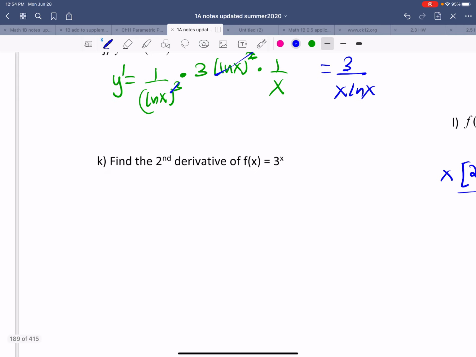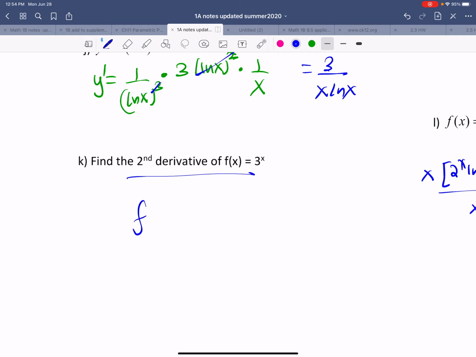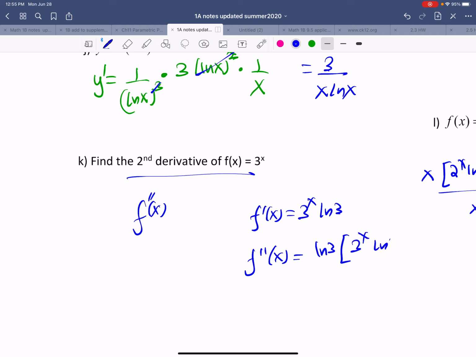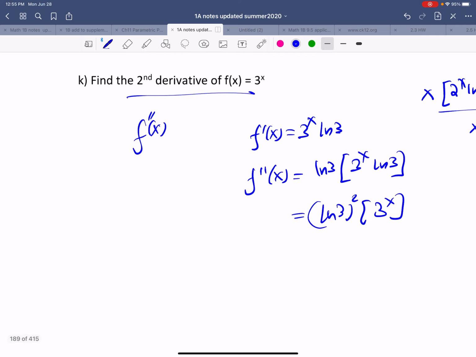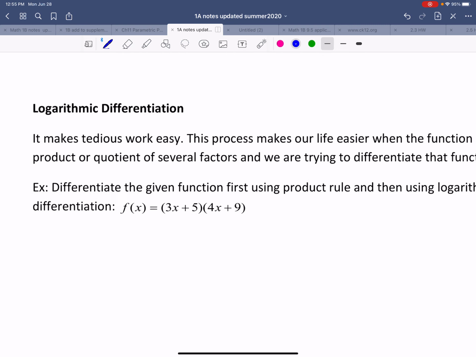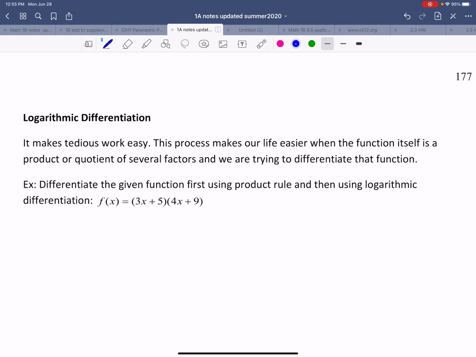Find the second derivative of 3 to the power x. So we want to find the second derivative. First derivative would be 3 to the power x natural log of 3. The second derivative would be, we already have a natural log of 3 pulled out, 3 to the power x natural log of 3. So natural log of 3 squared times 3 to the power x, that would be our second derivative in this case. All right, logarithmic differentiation. Logarithmic differentiation makes the tedious problems easier.